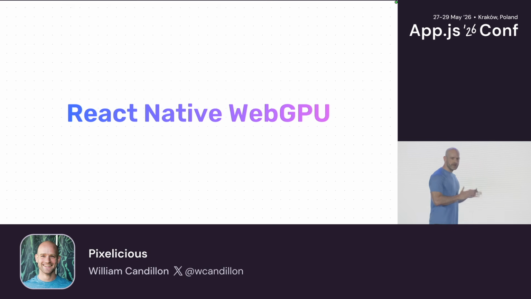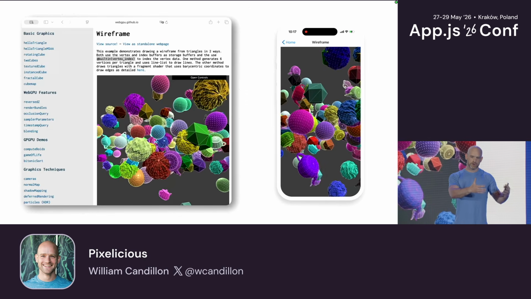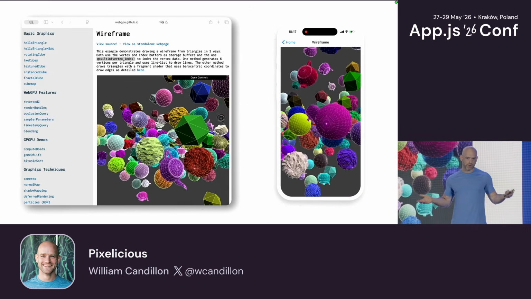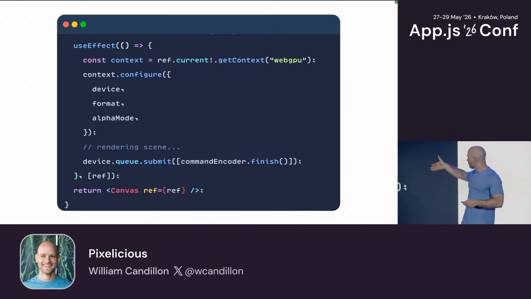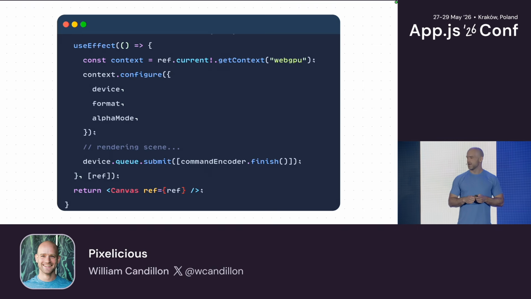When we got started with React Native WebGPU, one of the goals was to be able to copy-paste a WebGPU example from the web directly onto React Native. It should just work out of the box. And so, for instance, here we are configuring a WebGPU canvas. We copy-paste the example from the web.